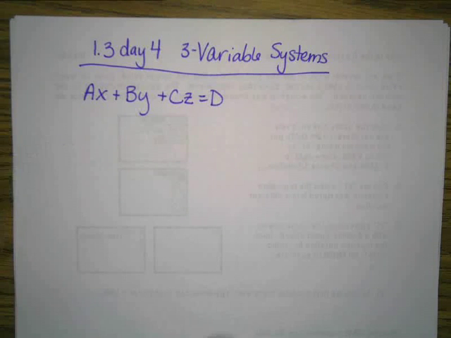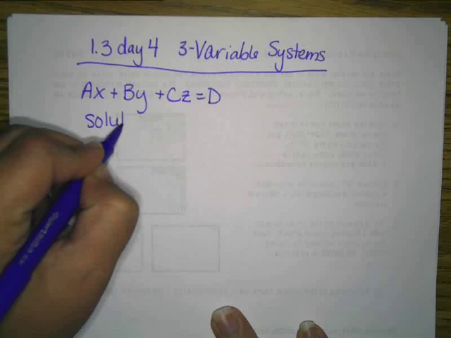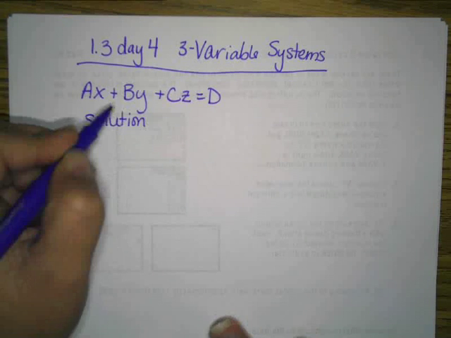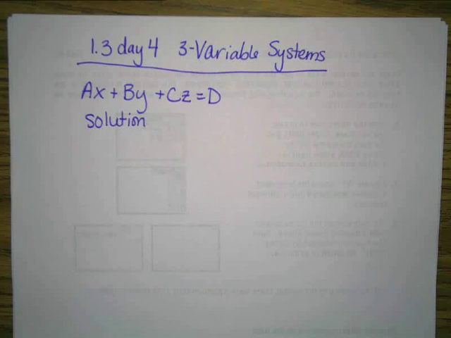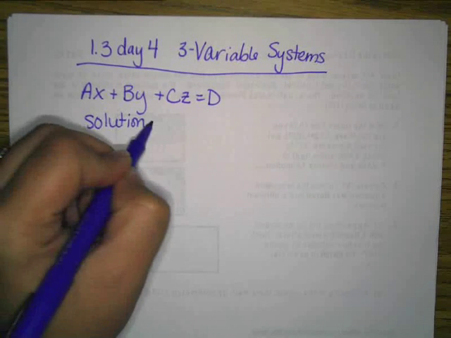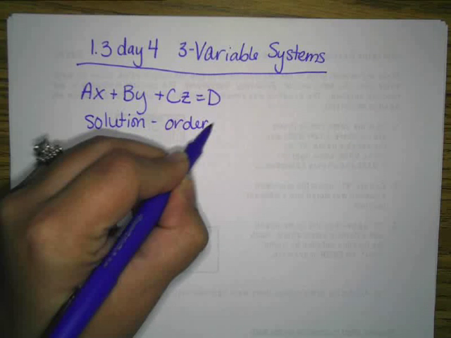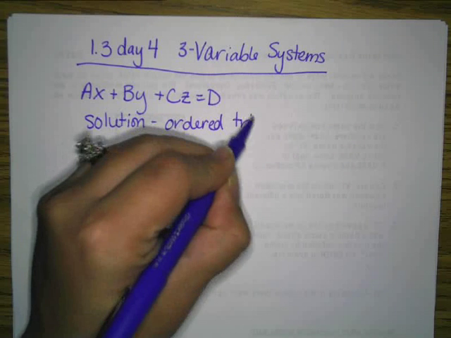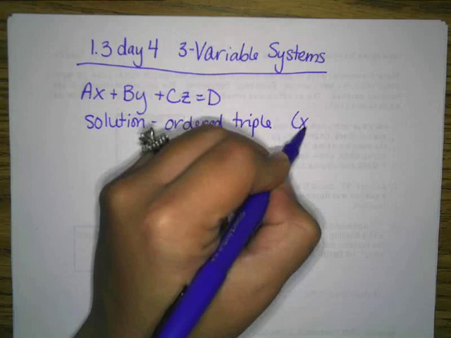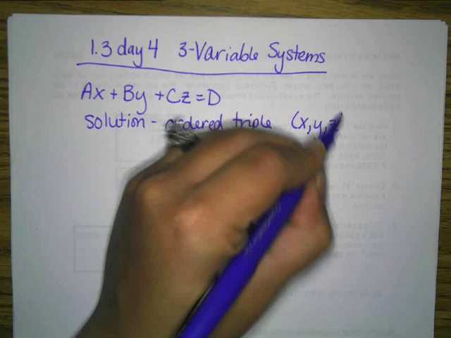Now a solution, if you recall, of a two variable, two equation system is a point. It has an x and a y, and we call that an ordered pair. Well, here we will call it an ordered triple. And that's x, y, and z.